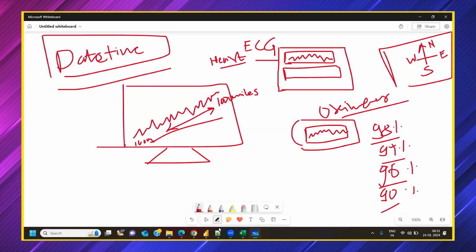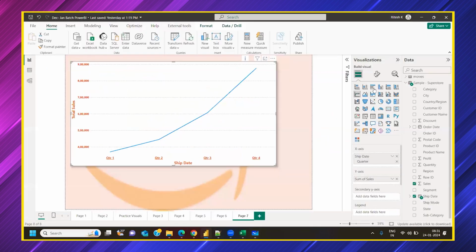Now the thing is, why not use a column chart? Why not use a bar chart? You can still use a bar chart, you can still use a column chart, but the recommendation is to always go with the line chart first.